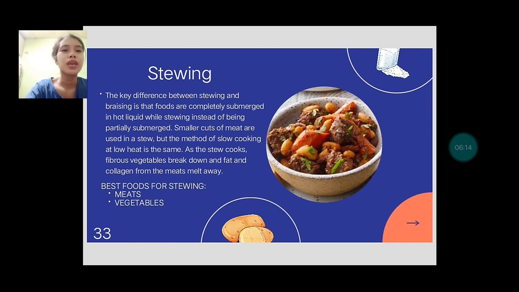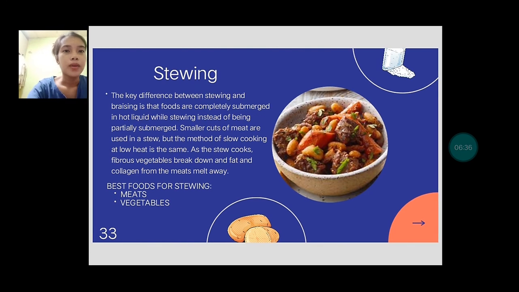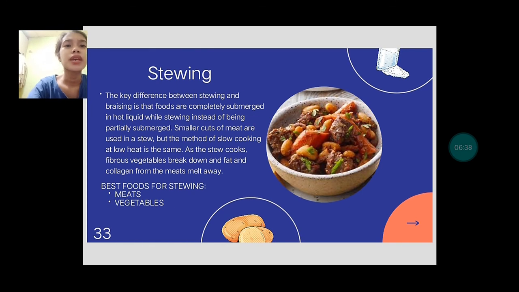What is stewing? Stewing is a combination cooking that uses small, uniform pieces of meat that are totally immersed in liquid and slowly simmered. So ginasimmered siya so that the meat and vegetables are tender and accurately na maluto siya. The key difference between stewing and braising is that foods are completely submerged. So luto gyud siya in a hot liquid.